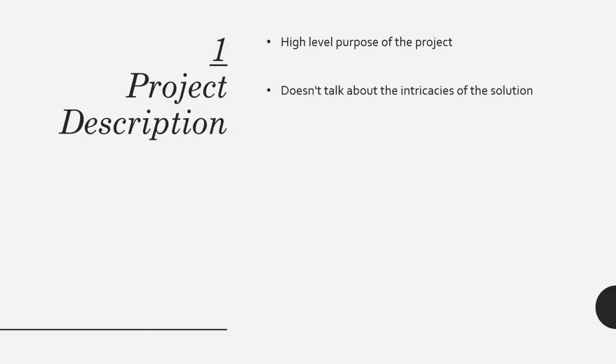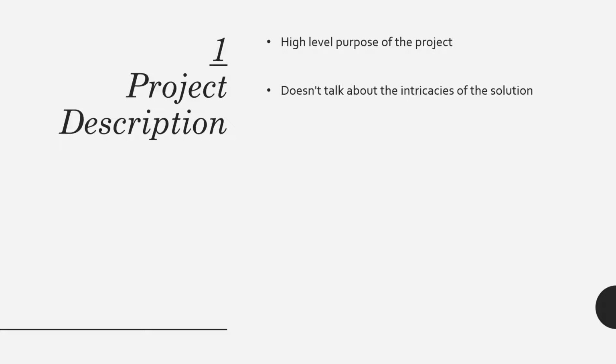The first thing that goes in the project charter is the project description, which is basically a very high level purpose of the project. So the high level goals, the aim of the project, not the detailed one, is what goes into the project description. We are not talking about the intricacies of the solution here. We're not talking about the solutioning.